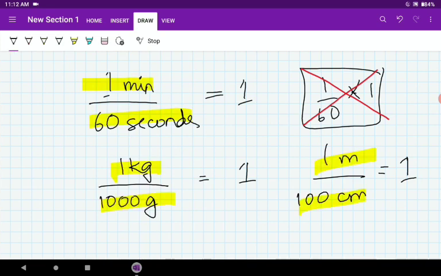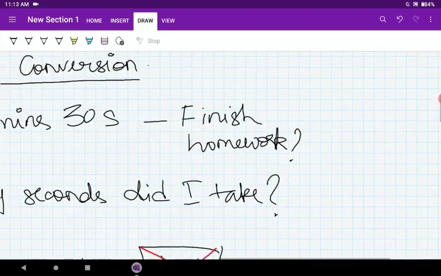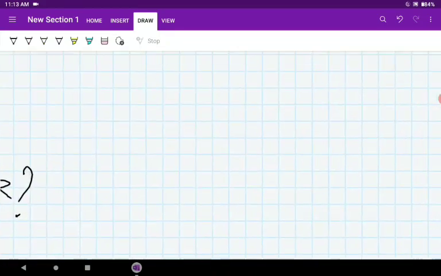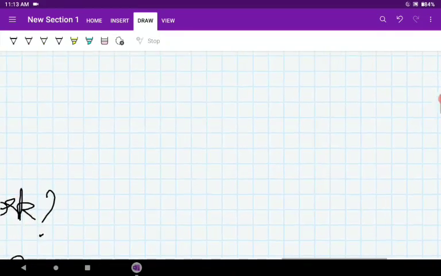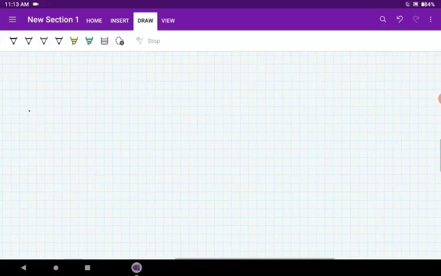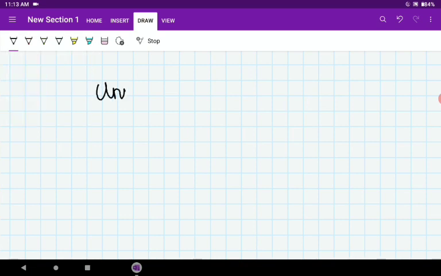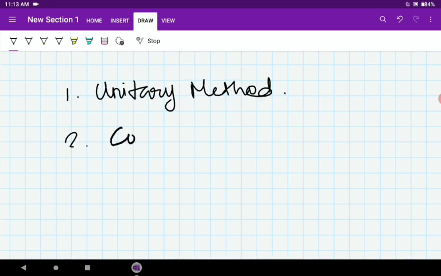Now how will you do it? I'll show you. There are actually two ways with which we can do it. Either we can do it in unitary method, or we can do it using a conversion factor. Both are eventually the same, which you will be seeing because we arrive at the same result.